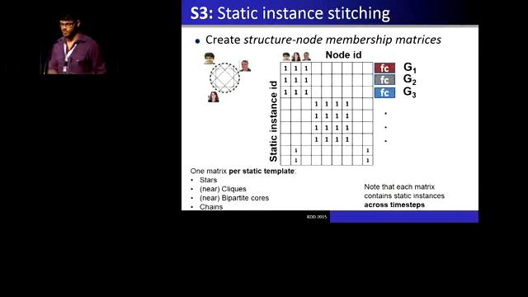So as an example, consider that we have a clique of myself, Danai, and Christos, and this is the structure node membership matrix for full cliques. We might have 3 instances, according to the red, gray, and blue full cliques from 3 different time steps, which all encode information about myself, Danai, and Christos participating in these instances over time.